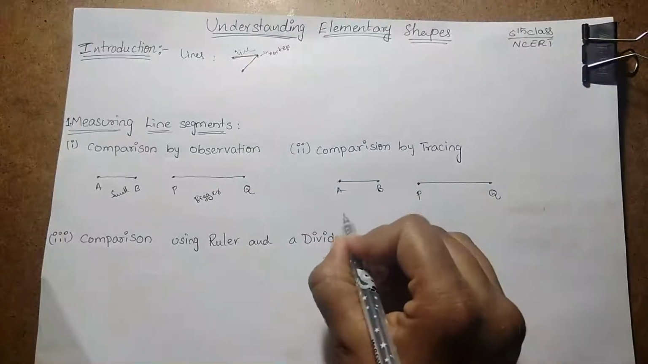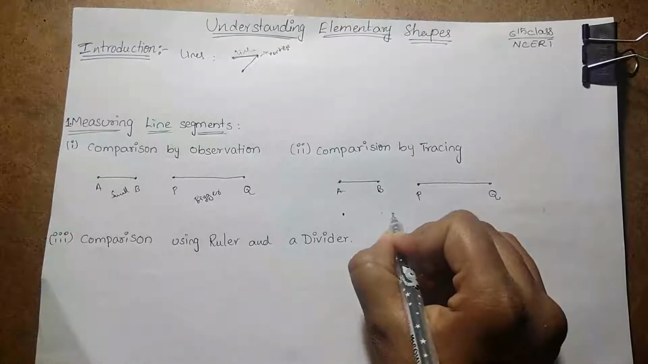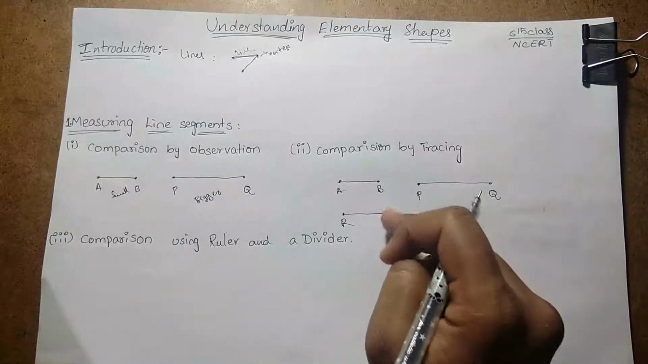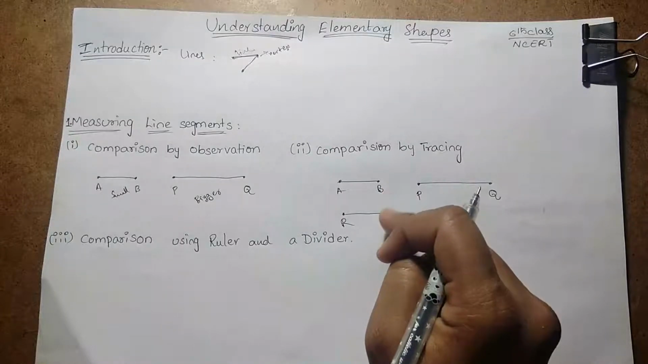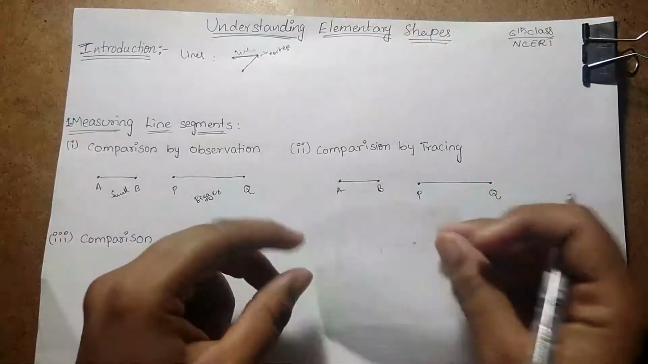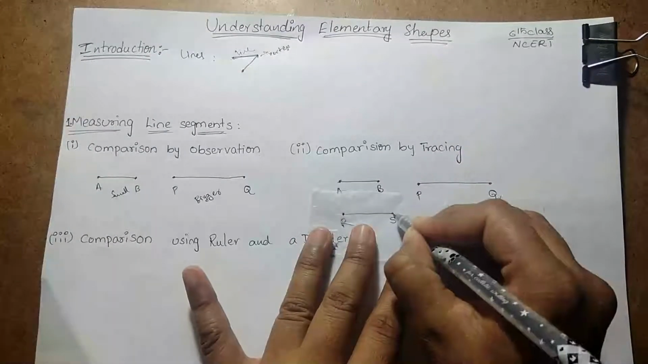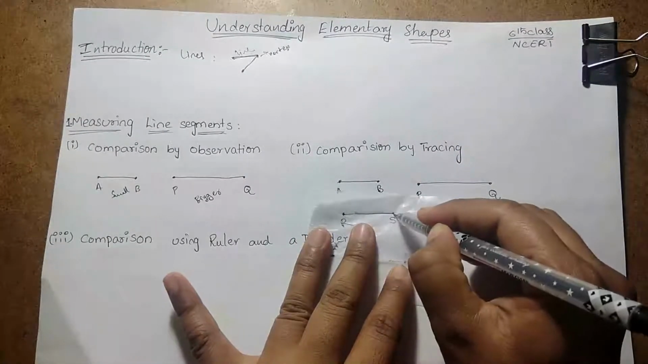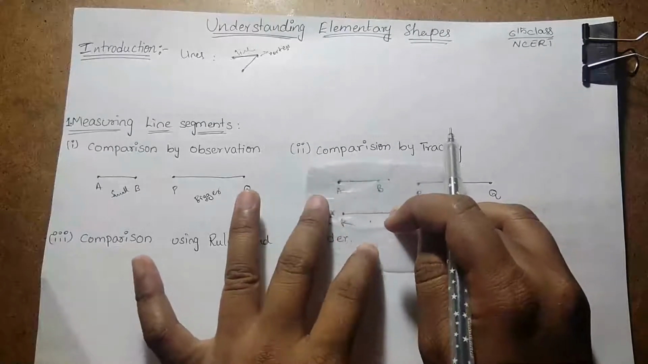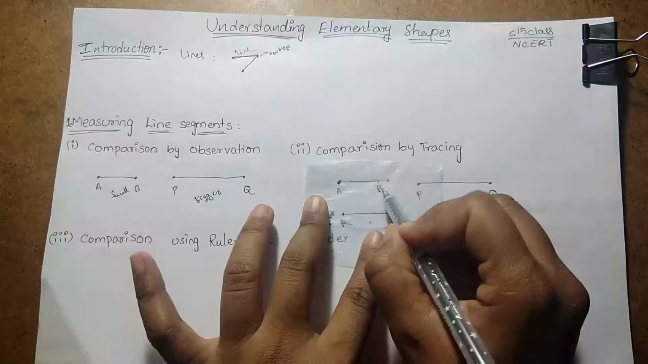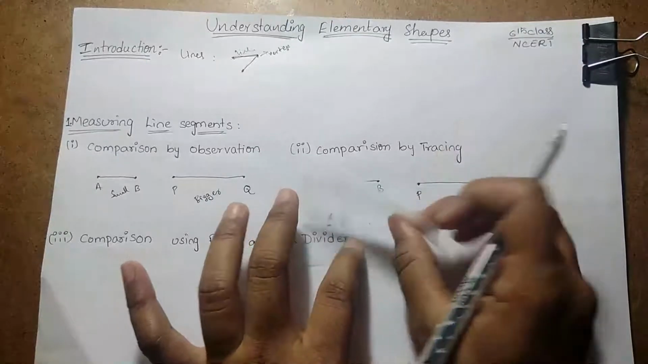If you take the RS line segment, this is nearly similar to the other one and to each other. So if you take the same trace paper like this, trace the RS line segment. If you put the RS line segment, it is bigger than the AB line segment. This is the tracing method.